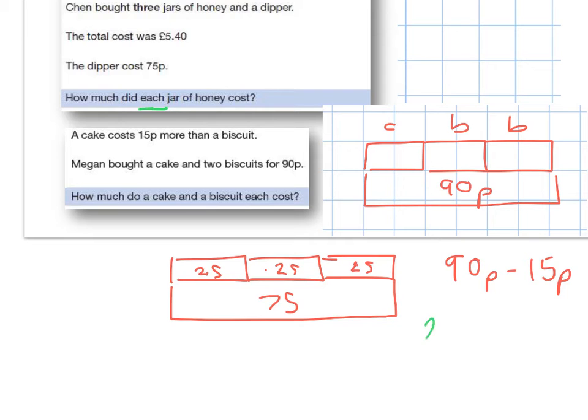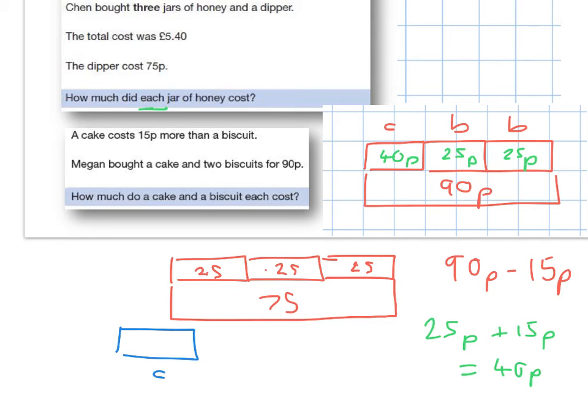Then I would need to have my 25p cake. They're going to now make it 15p more. That would make my cake cost 40p. My biscuits now cost 25p still. I can check that it all adds up to 90p, which it does, because 25p and 25p makes 50, add on the 40, makes 90p. So now all I need to work out is how much a cake and a biscuit cost.